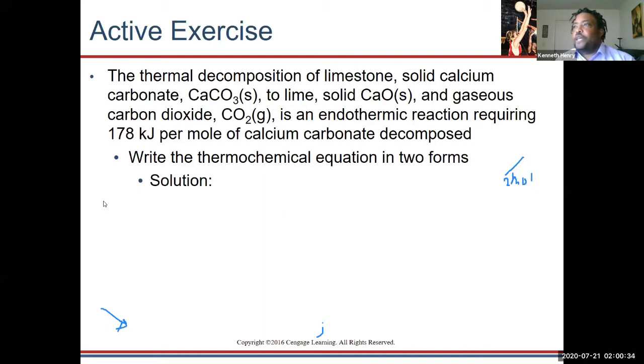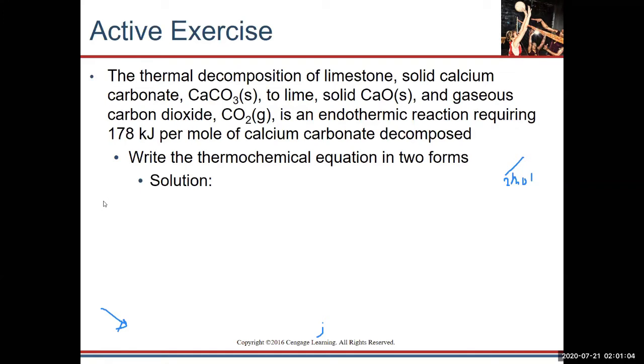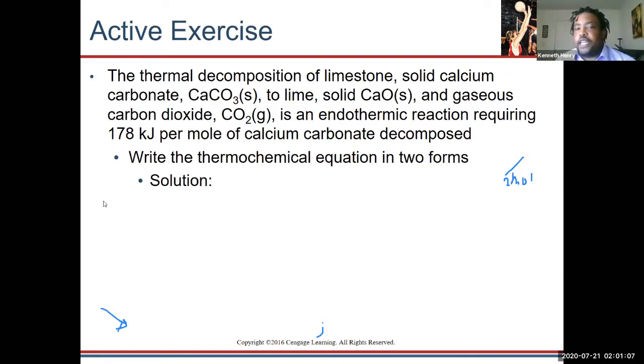I'll read the question. It says, the thermal decomposition of limestone, solid calcium carbonate, CaCO3(s), to lime, solid CaO(s), and gaseous carbon dioxide is an endothermic reaction requiring 178 kilojoules per mole of calcium carbonate decomposed. Write the thermochemical equation in 2 forms. Okay, so Stephanie, you're going to put it into the reaction, including the reaction, and then Tiffany, you're going to do it on the side, like the running total.